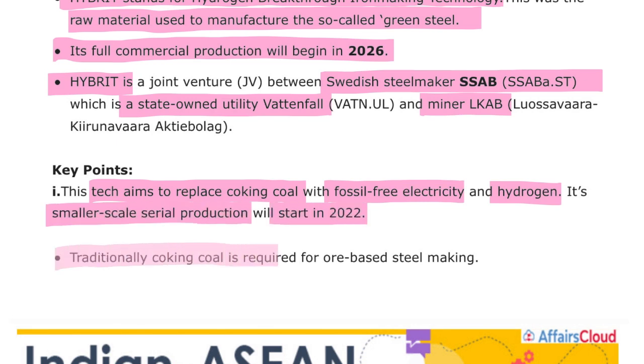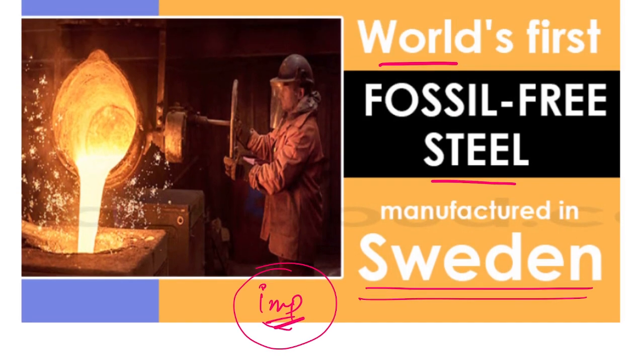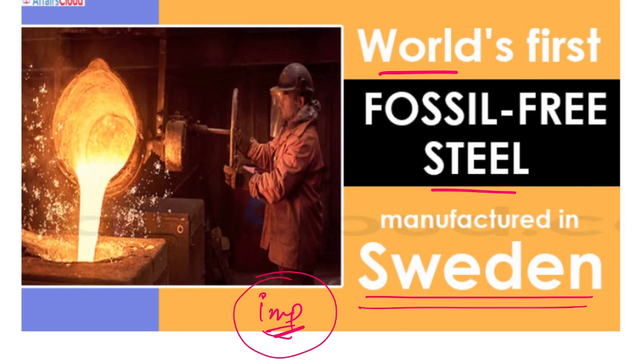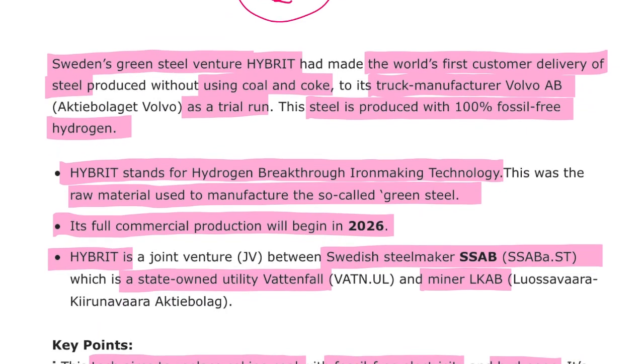Traditionally, coking coal is required for ore-based steel making, but recently fossil-free steel was manufactured in which country? In Sweden. And if the name of the technology is asked, it is HYBRIT. And you can say, if it was fossil-free, then what was used? Green hydrogen. Green hydrogen was particularly used for the manufacturing of this non-fossil steel.